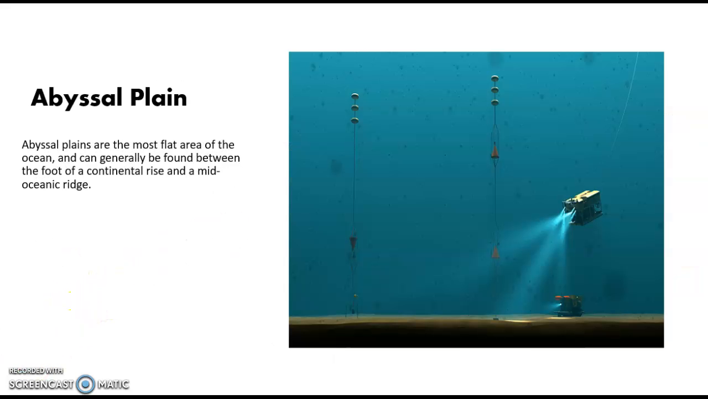plain. The abyssal plain is the most flat area in the ocean, and it can generally be found between the foot of a continental rise and a mid-oceanic ridge. So the abyssal plain will be like in the middle. So on either side, like on the coastlines or whatever, you have the shelf and the slope, and then in between the two, kind of connecting them, is the abyssal plain.